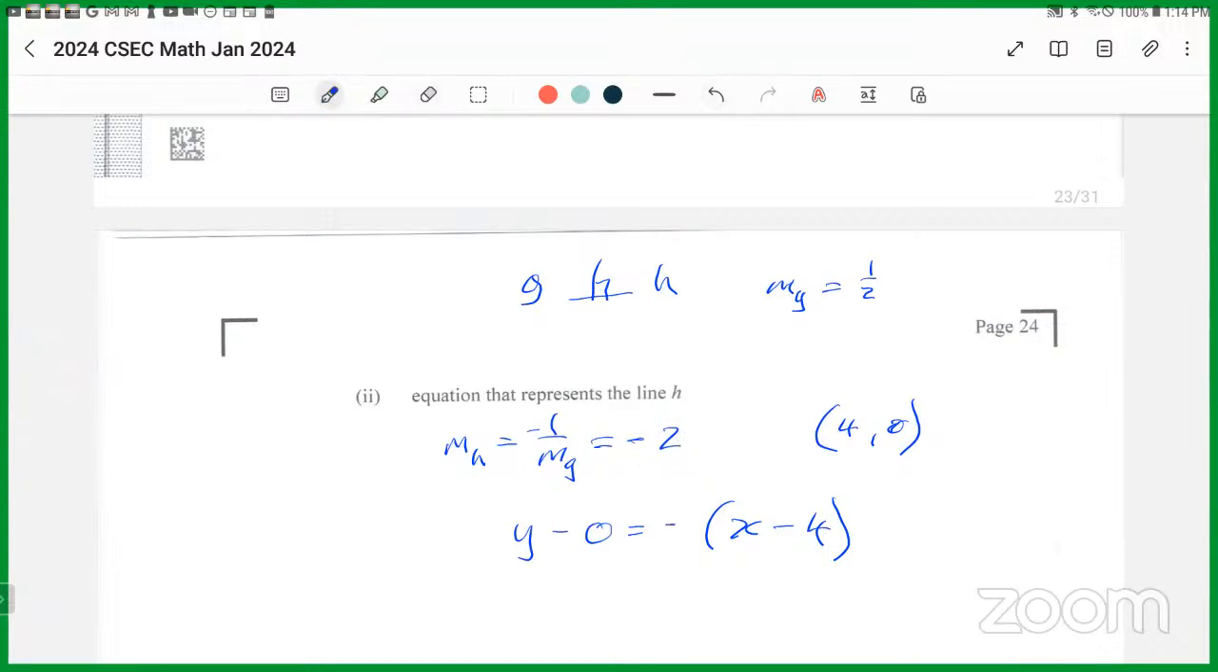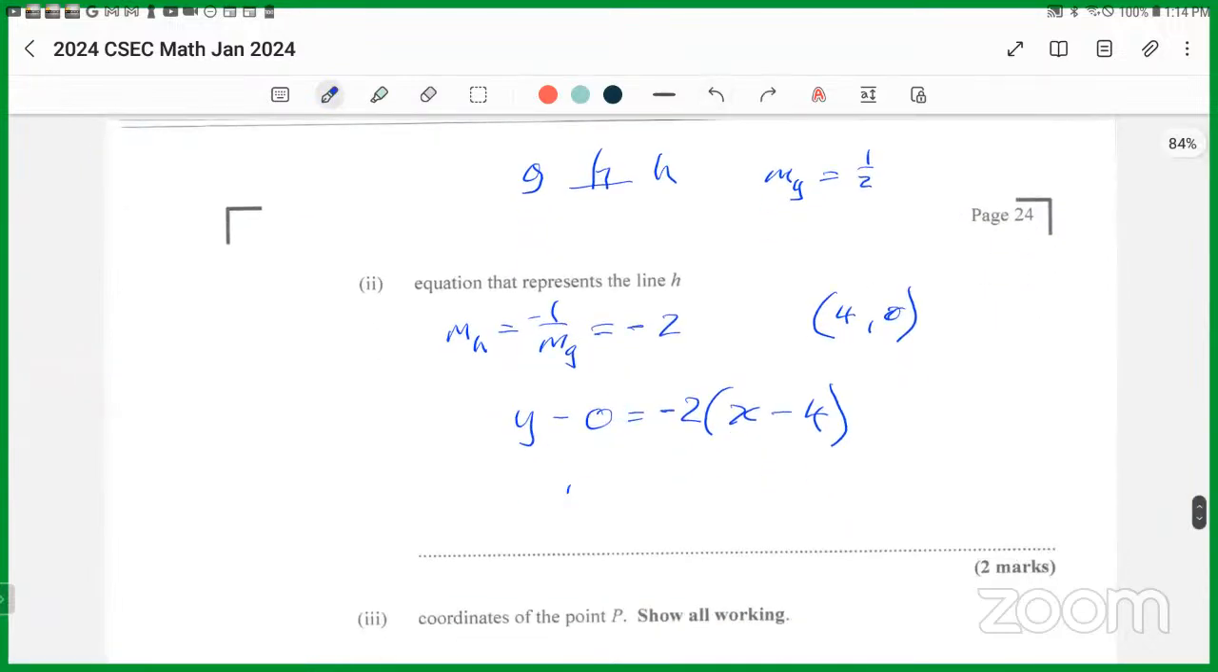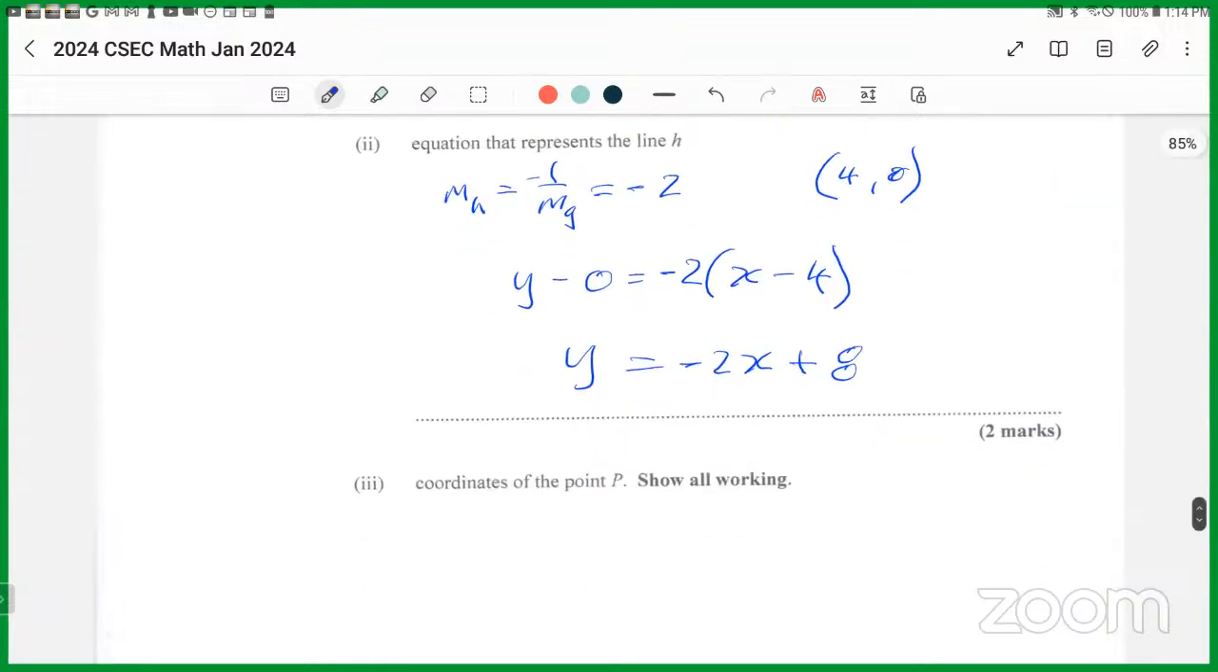Minus 2. That's it. It just becomes a y. This is a minus 2x. Minus 2 times minus 4 gives me a positive 8. That is it.